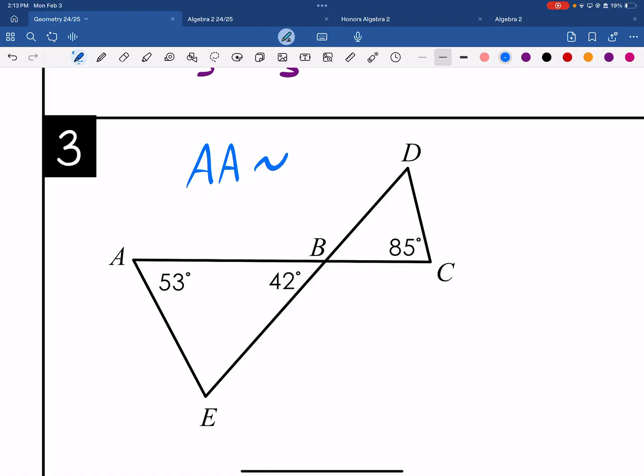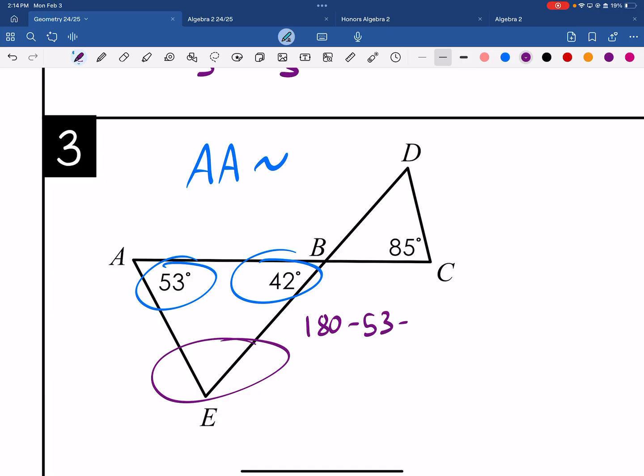So we know this is 53 and this is 42. Can we find that one? The 3 angles of a triangle have to add up to 180. So if I go 180 minus 53 minus 42, that gives us 85. We've got this angle and this angle.